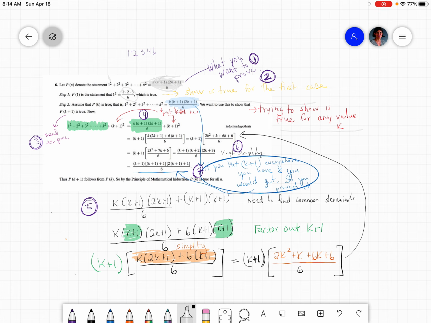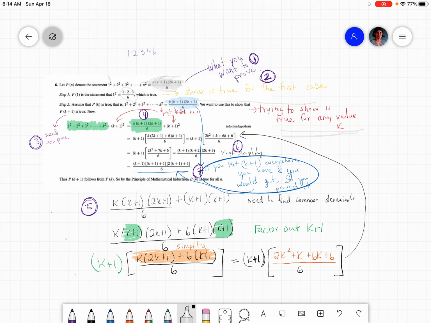All right, now we need to show it's true for any value k, which in a way is just replacing the n with a k, right? We're showing any number k is going to work. So instead of n squared, we have k squared, and we have that here. Now we're assuming it's true for any value k.